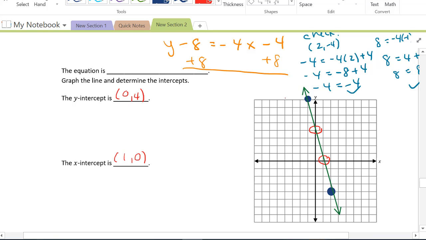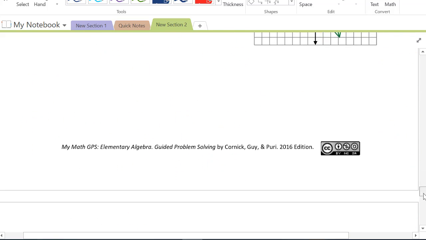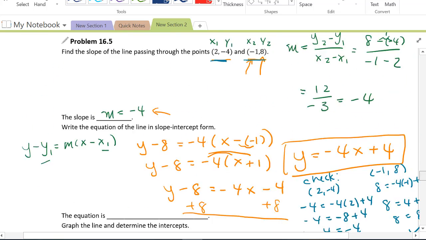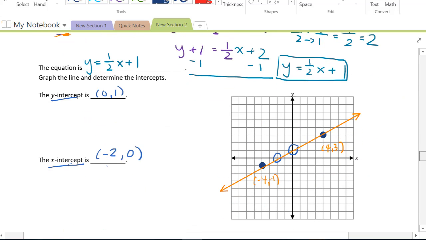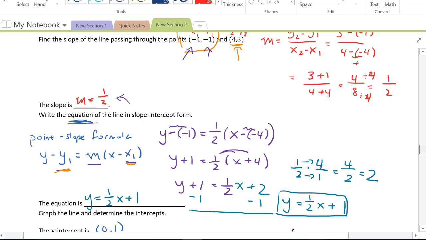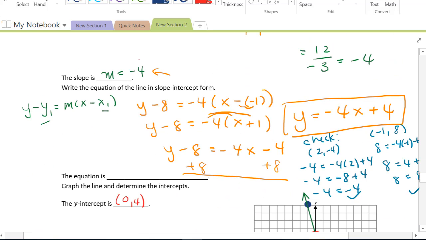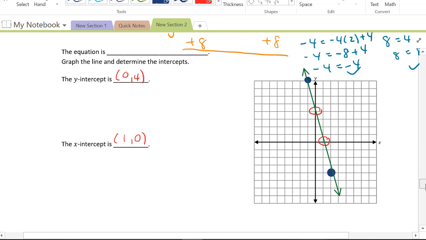Oh, one thing I forgot to mention again. Always check the slope, right? This line is decreasing, isn't it? So then my slope should have been negative. And it is. See, slope is negative 4. I have a decreasing line. And the one before, we forgot to check. This is an increasing line. And look at my slope. My slope is positive a half. And my line is increasing. My slope here is negative 4, and my line is decreasing.